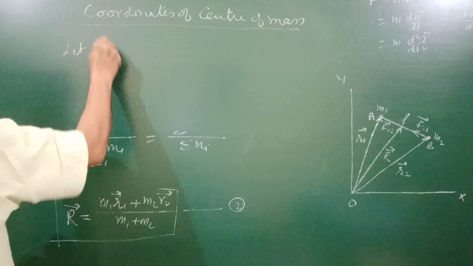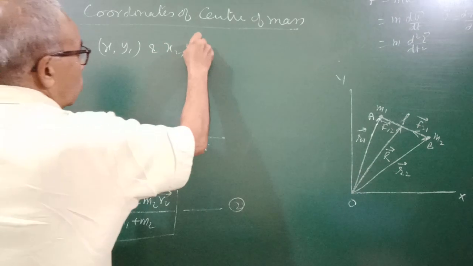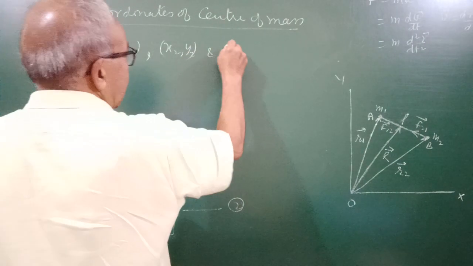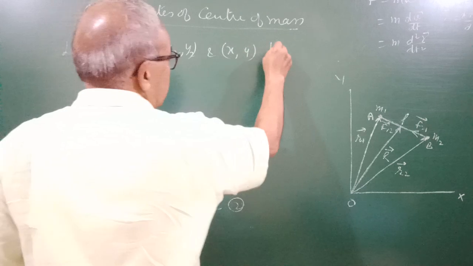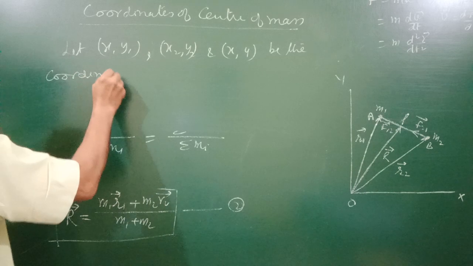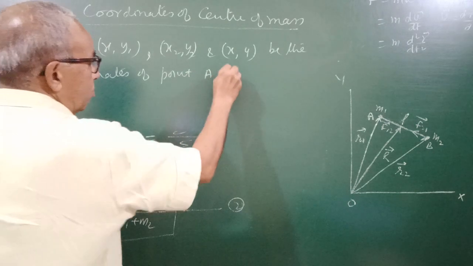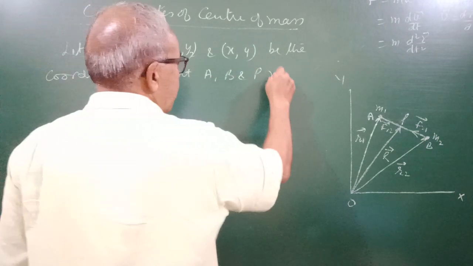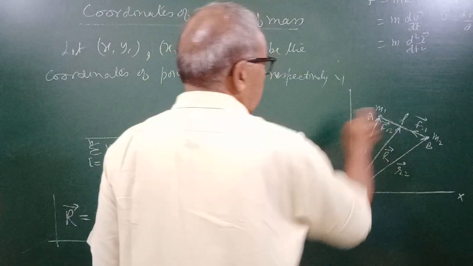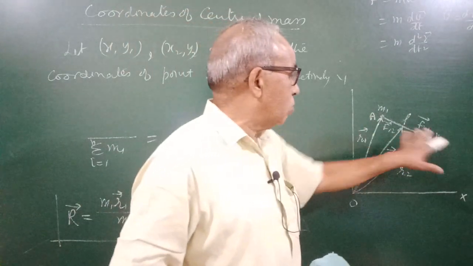Let x1 y1, x2 y2 and x y be the coordinates of points A, B and P respectively. Coordinate of A means coordinate of mass m1, which is x1 y1, B is x2 y2, and P is x y.